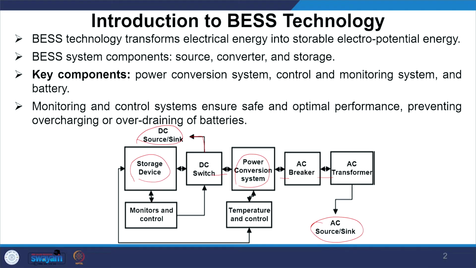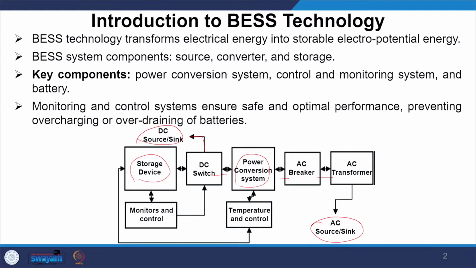Now, BESS technology transforms electrical energy into storable electropotential energy, and it has majorly three components: sources, converter and storage. The power conversion system is an important component. The control and monitoring system as well as the battery are the key components of your storage devices. The monitoring and control system ensures safe and optimal performance, preventing overcharging or over draining of batteries.